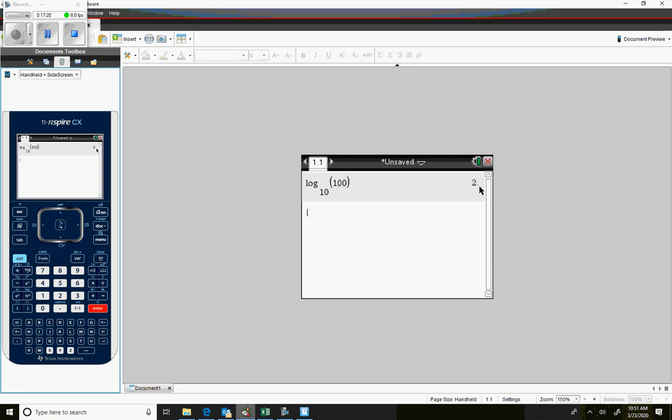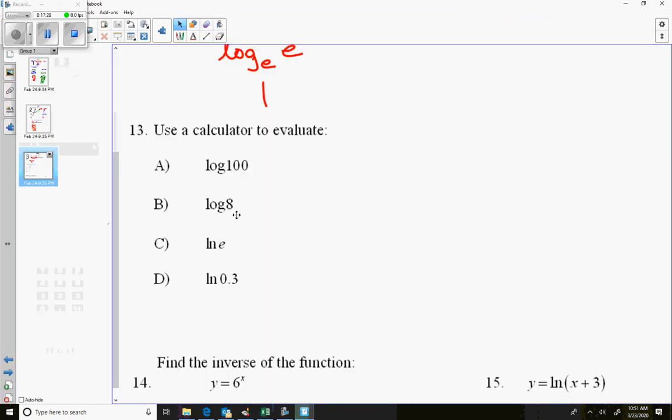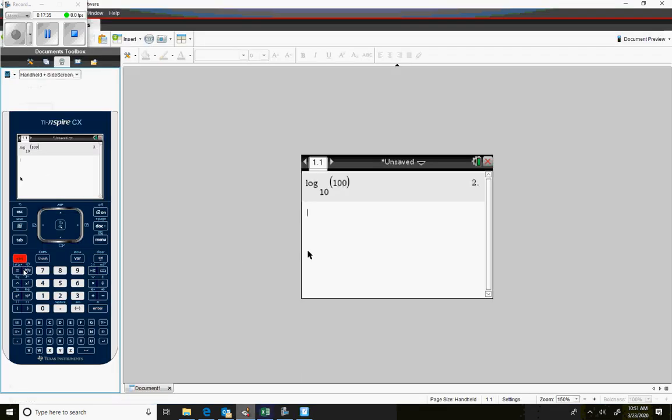Now that was a nice, neat answer. But if you look at 13b, log 8. This time, it's not a nice, neat whole number answer. That's why we need the calculator's help. So the nice, neat stuff we can do on our own, but problems like this one, we will need some assistance with the calculator.